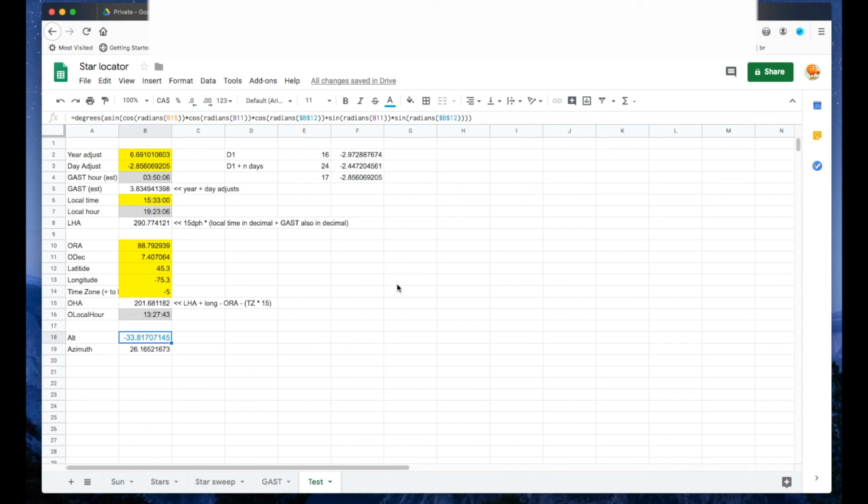At some point, I would like to take these values and create a nice little PDF that somebody could download and have the formulas written in simple steps like this that they could essentially locate any star they want with nothing more than that PDF and a calculator.